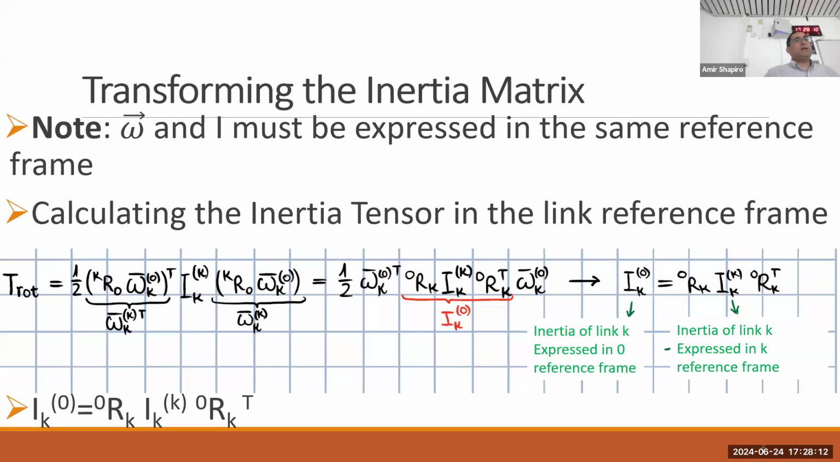So what happens if we have omega not in the same reference frame as I? Then we need to transform the inertia matrix from the link or the rigid body reference frame into, say, the world reference frame. So what we do, we take I in the link or rigid body reference frame, and omega is in the world reference frame, as you can see here.